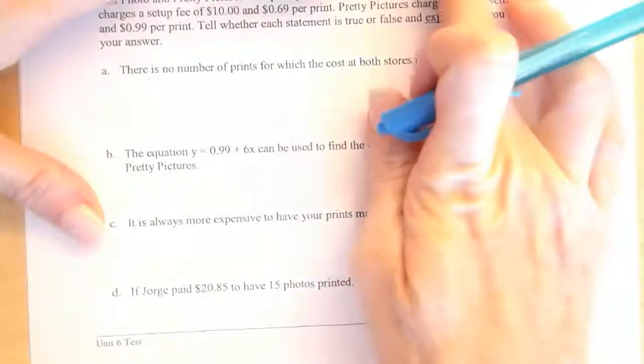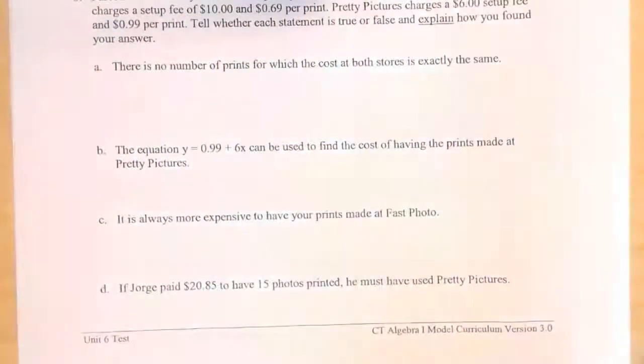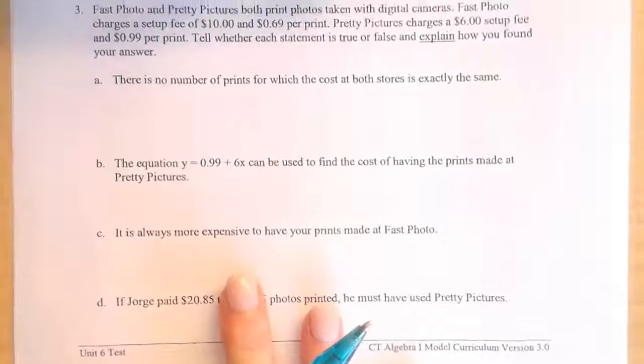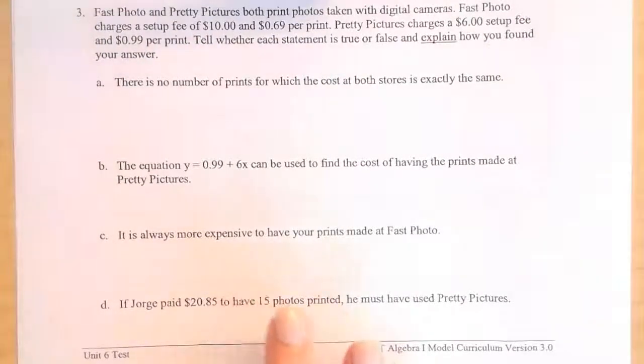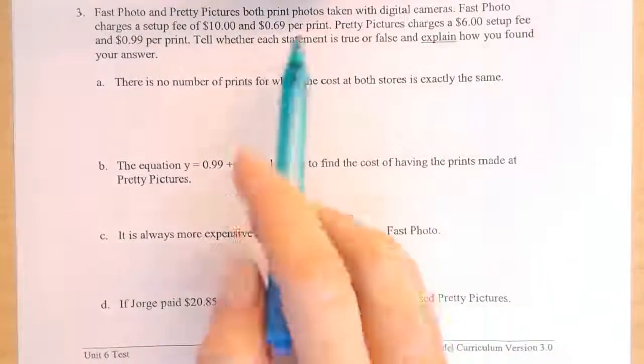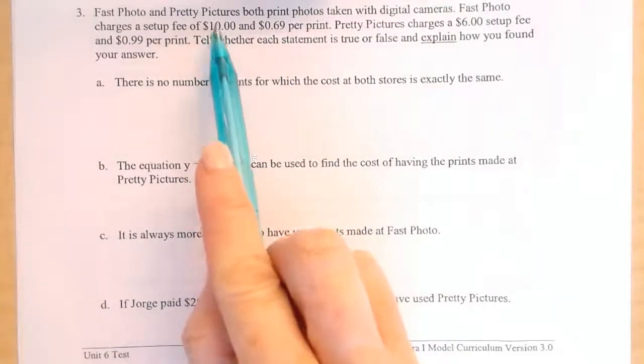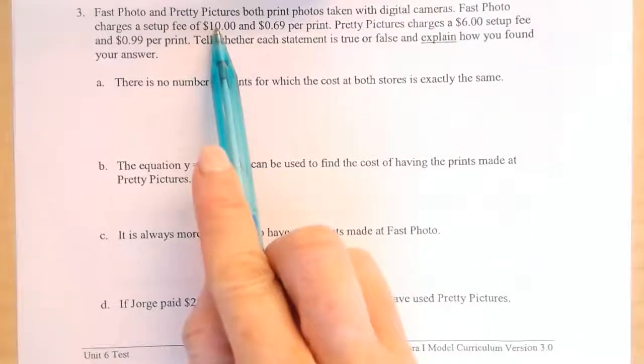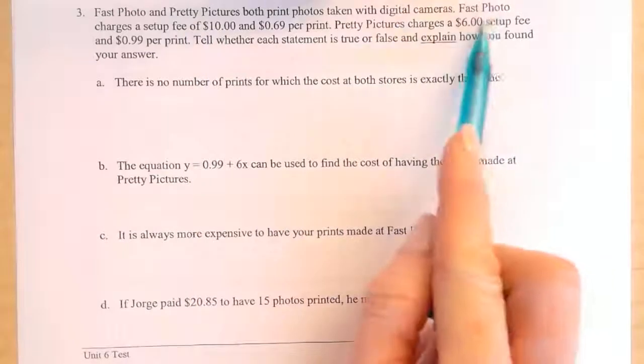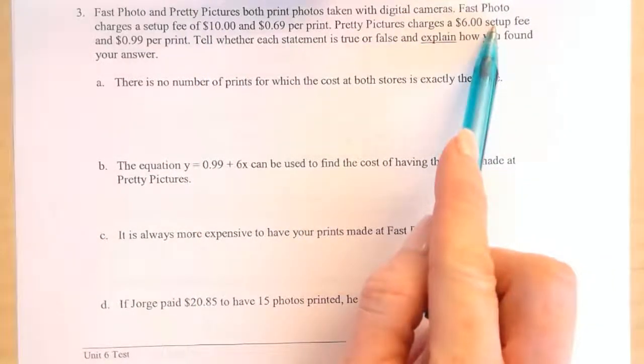You've got Fast Photo and Pretty Pictures. At each of these places, there are different cost options. There are different fixed costs. There's a setup fee at Fast Photo of $10. There's a setup fee at Pretty Pictures of $6.